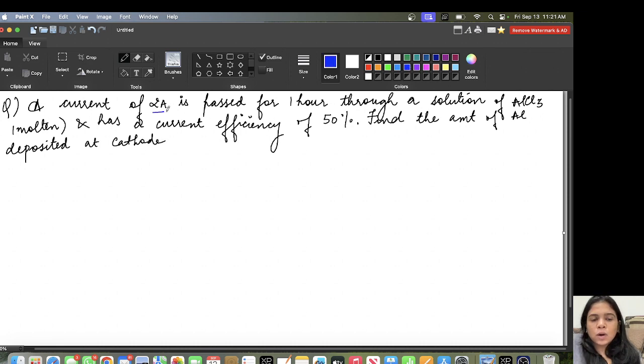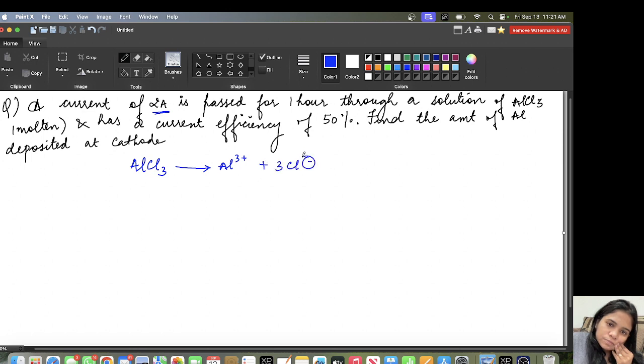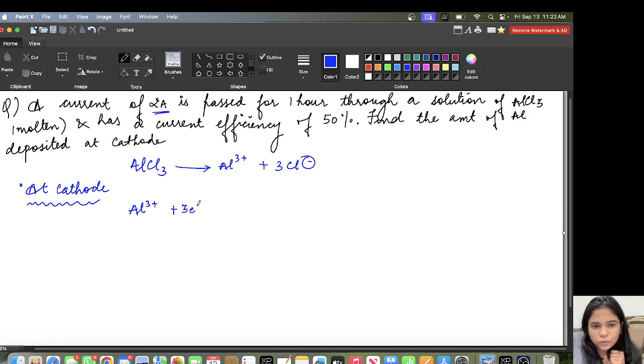The current of 2 ampere is passed for 1 hour. Now first write the reaction of AlCl3. What is happening in your AlCl3? It's giving us Al3 plus and 3 Cl minus. At the cathode, your Al3 plus is accepting 3 electrons to give you Al. It means here you're using 3 moles.